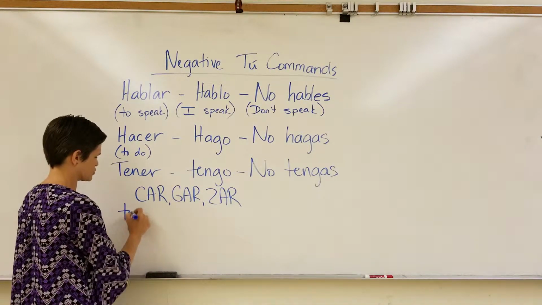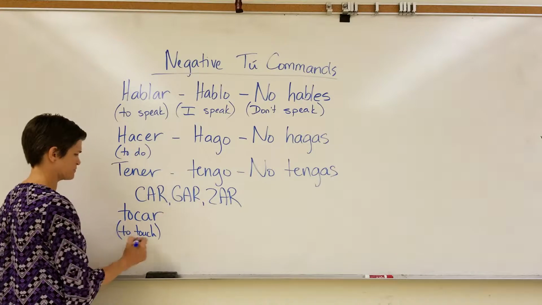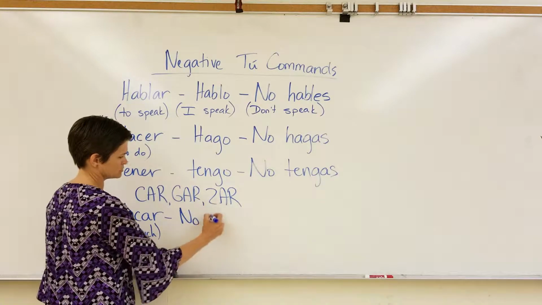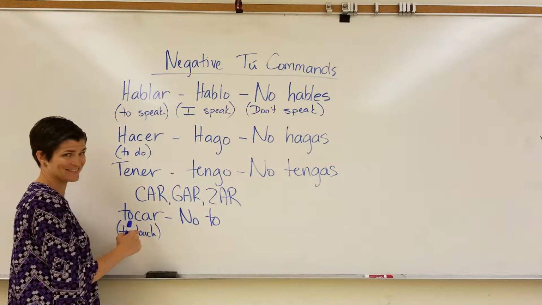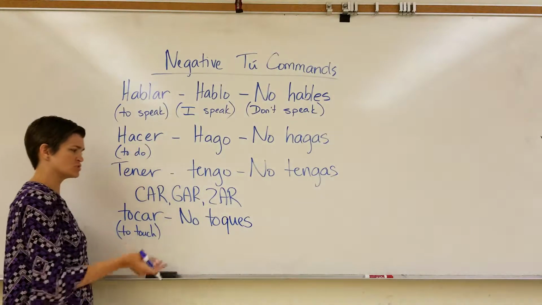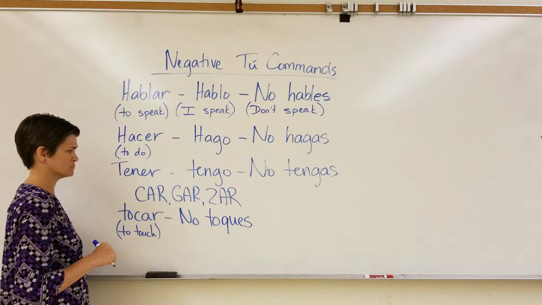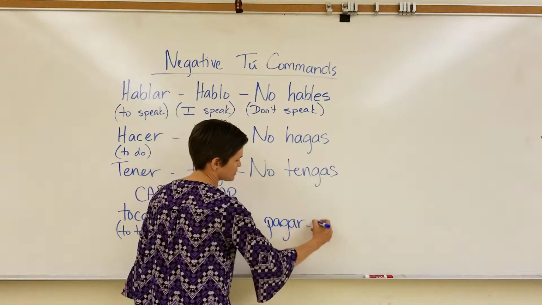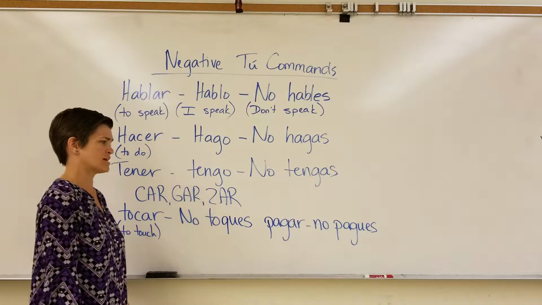So if you have a verb like tocar, which means to touch, the yo form was toco. But if I just write this with a C, when I do my negative command, it's going to say no toces. We want it to sound like tocar still, so we're going to change it to the QU, just like we did in the preterite. So tocar would become no toques. Pagar, to pay, would become no pagues. So that U is protecting the G, so it doesn't sound like no pajes.